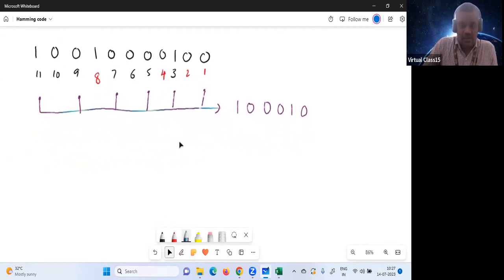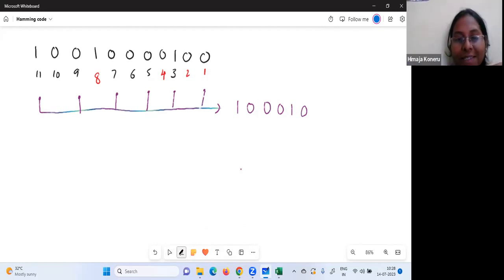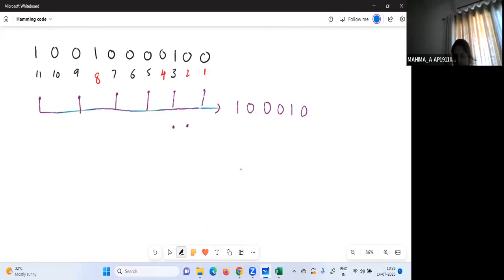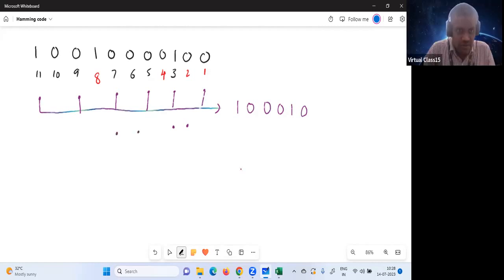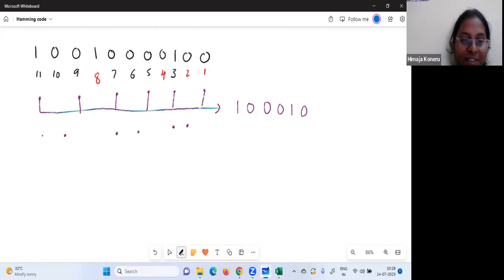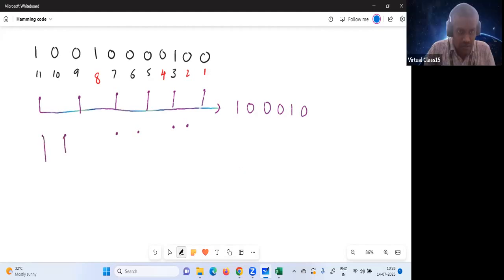Now the second scenario, P2 related. For computing P2, the sender used the bit positions whose second bit from the LSB is 1. As per the P2 rule, what are all the bit positions I have to consider? 2, 3, 6, 7, 10, 11. By considering these bit positions, what is the string form?